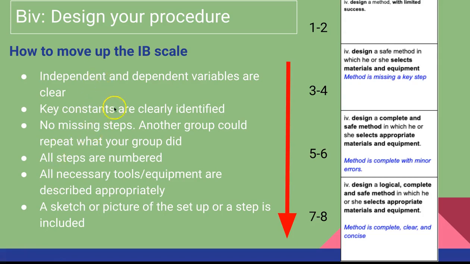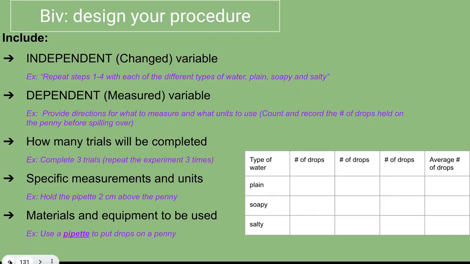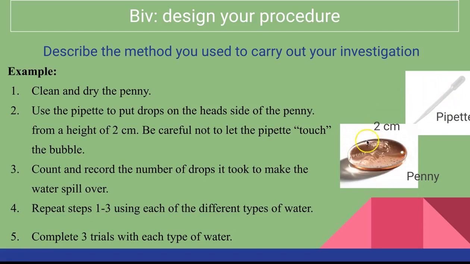So just a little bit of review, moving up that IB scale. To earn that 7-8 level, you're going to need some kind of a sketch or a picture of the setup that would be helpful. Even something like this where it shows the pipette and the penny, they're labeled, and it shows you how far away to hold the pipette. So it could even be something simple like that.